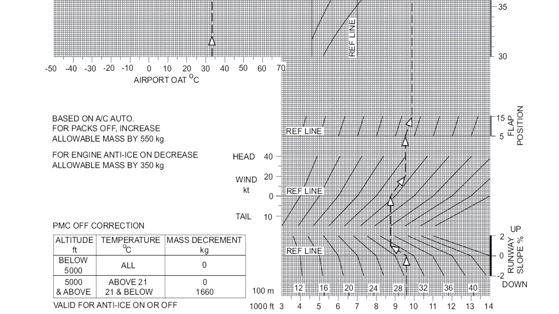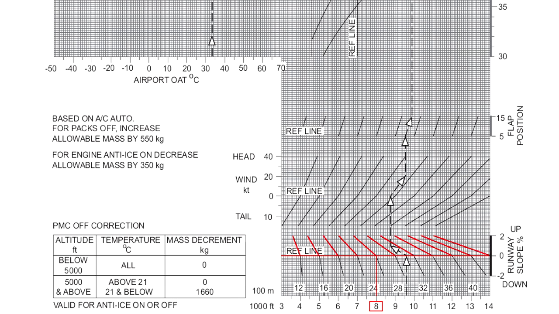Let us work through an example. Enter the bottom of the graph with the field length available, which for the purpose of this graph must always be the takeoff run available. In our example, let us say the TORA is 8,000 feet. Move up vertically from this point until the runway reference line, shown here.